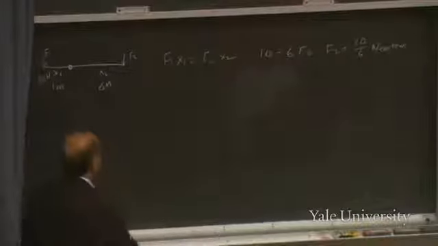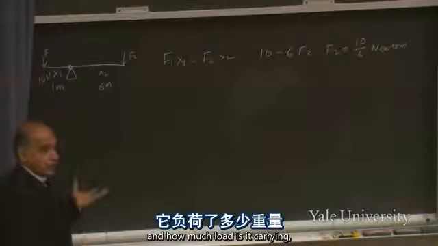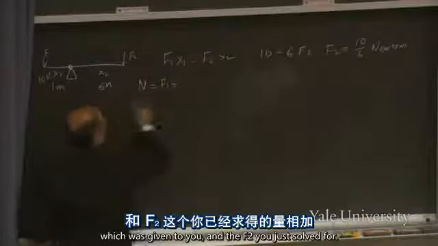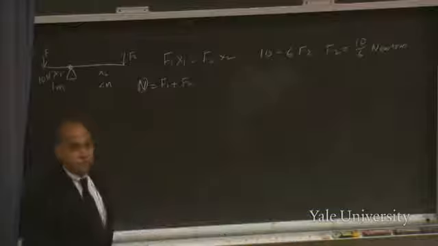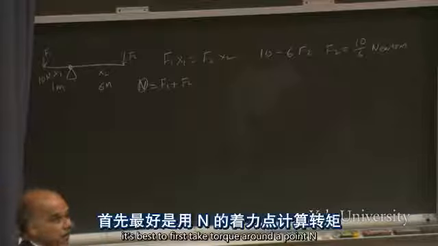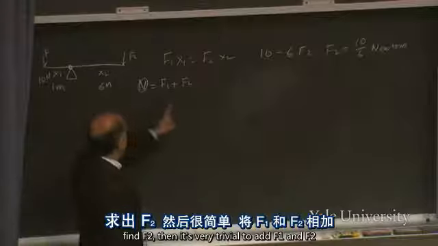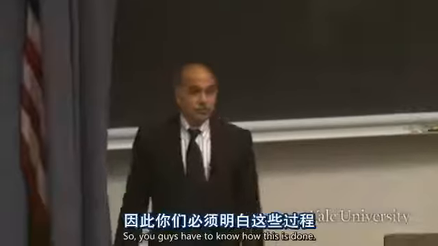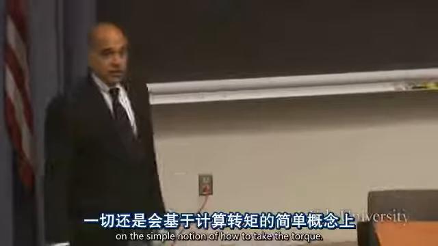Once you found F2, in case you want to know what the support is going through, how much load it is carrying, you can come back now and add F1, which was given to you, and the F2 you just solved for. Then if you want to, you can find n. Even if you were asked to find n, it's best to first take torque around the point n. So n doesn't enter, find F2, then it's very trivial to add F1 and F2 to get n. This is the easiest prototype. So you guys have to know how this is done. Everything I do will be more and more bells and whistles on the simple notion of how to take the torque.